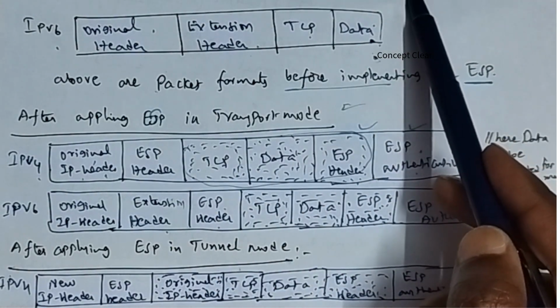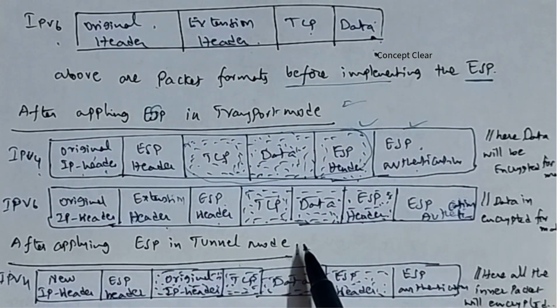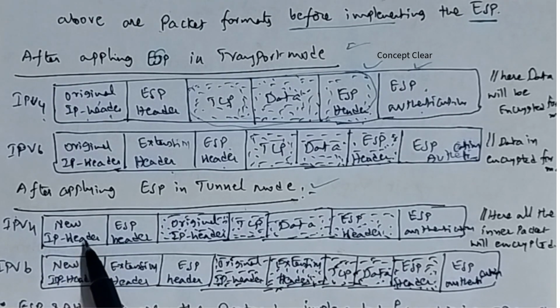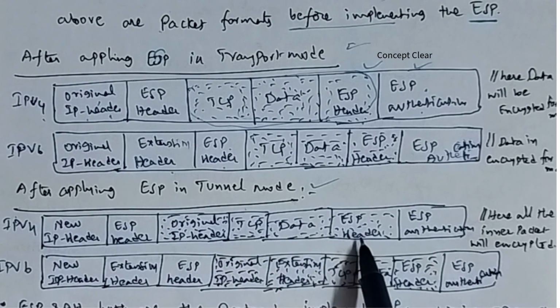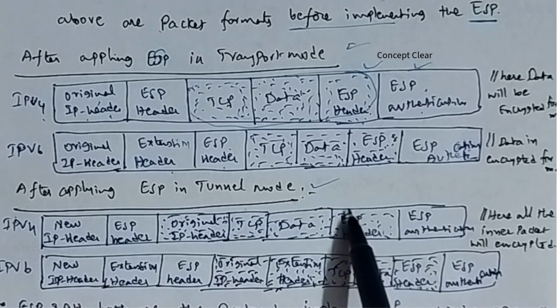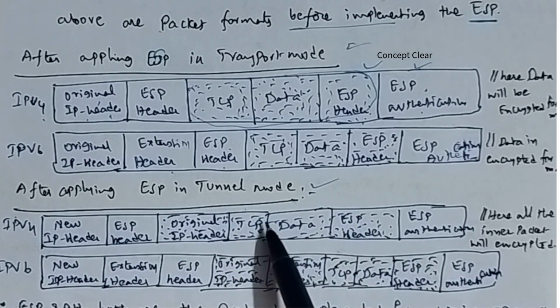This is without applying transport mode, and this is after applying transport mode. Now after applying ESP in tunnel mode, it is also the same. Here there is the new IP header, ESP header, and original IP header, TCP data, ESP trailer, ESP authentication. These fields are encrypted. After applying IPv4 in tunnel mode, IPv6 in tunnel mode is again the same diagram.